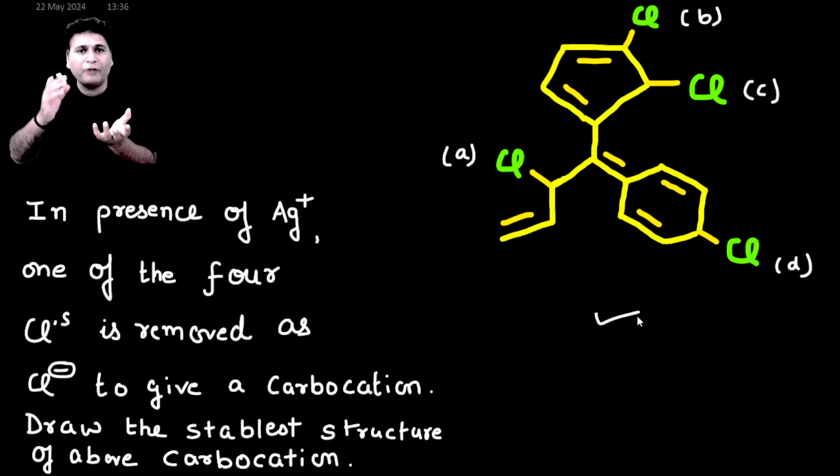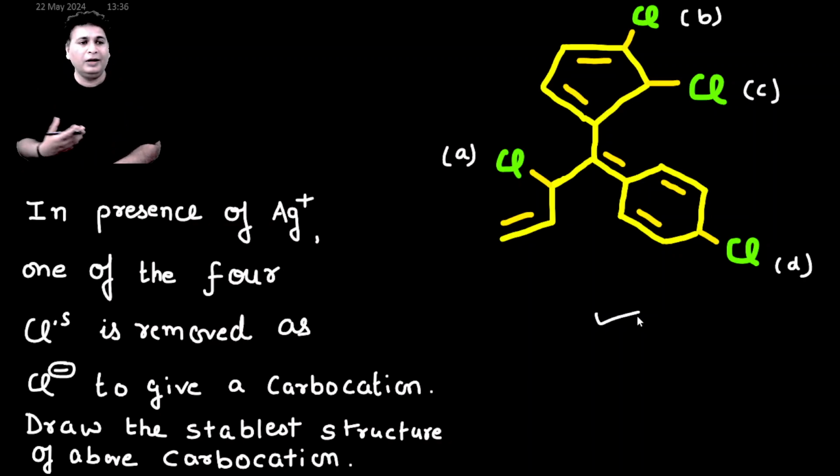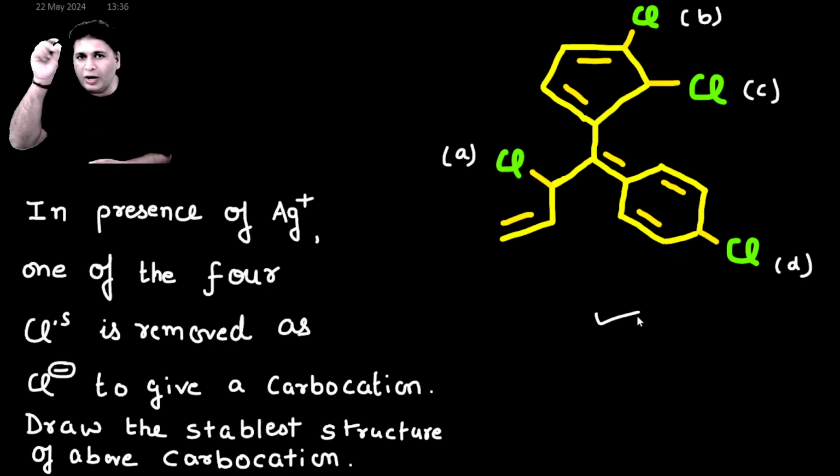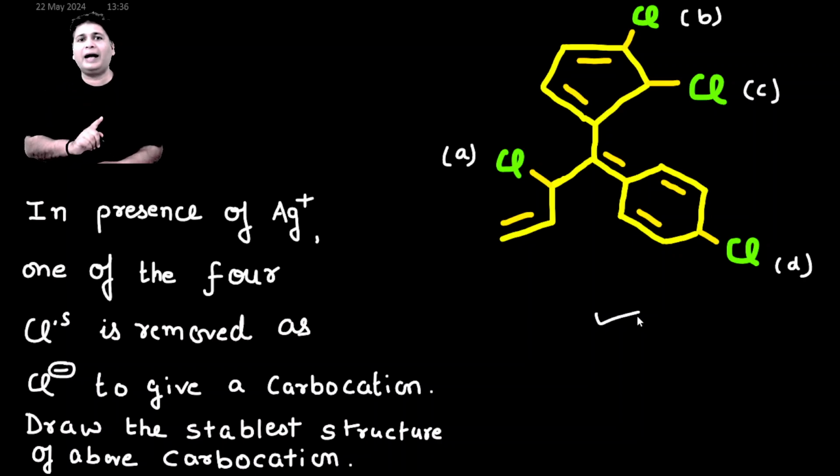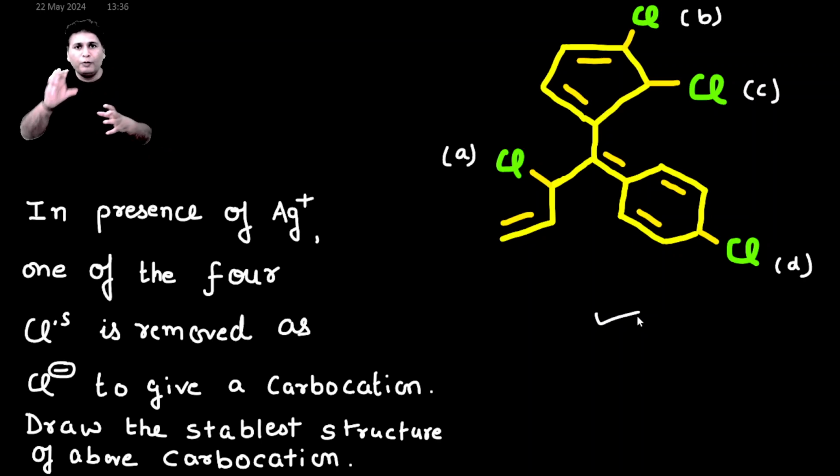What is the role of Ag+? Ag+ has a strong affinity for Cl-. So Ag+ is going to pull away any one of the 4 Cl atoms which are attached to 4 different carbons in this compound. Now you should understand one thing: Ag+ is ready to pull away one of the Cl as Cl-.